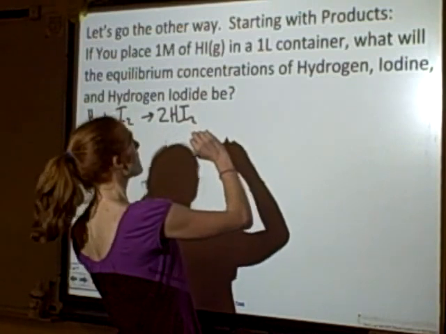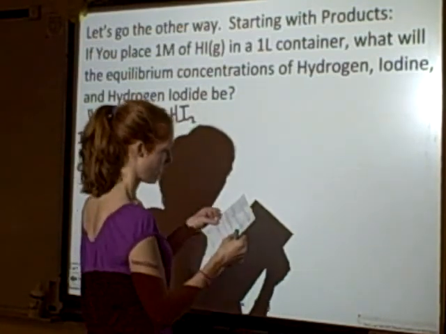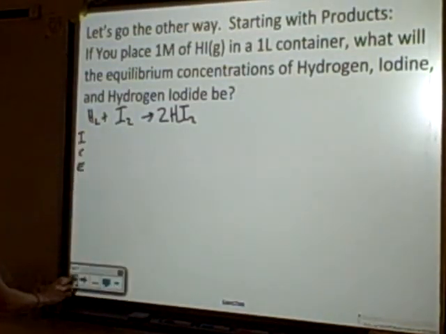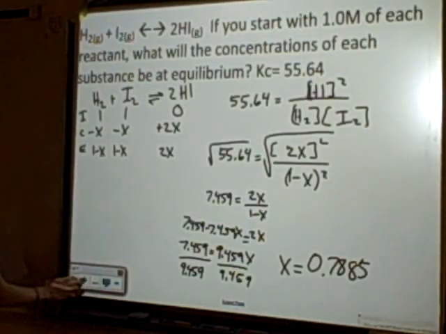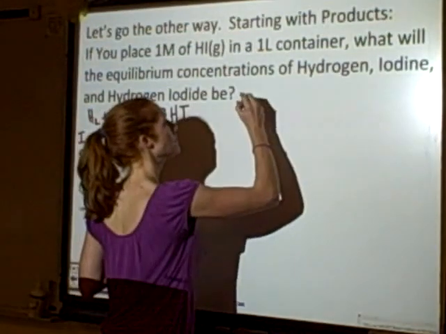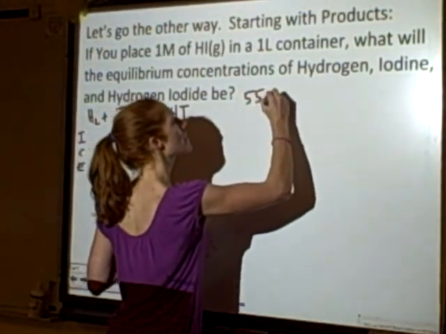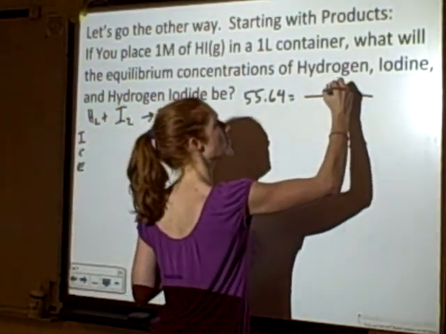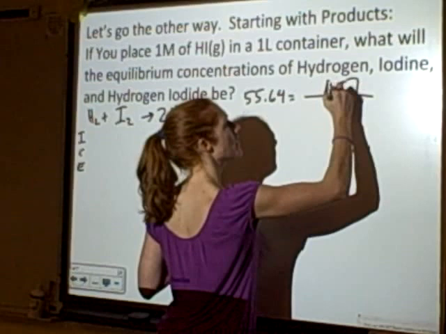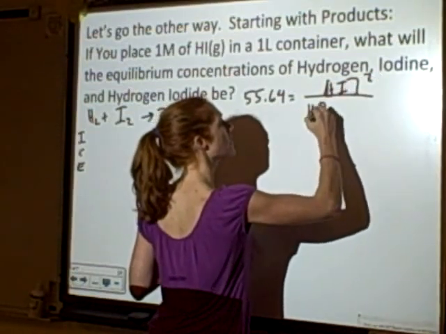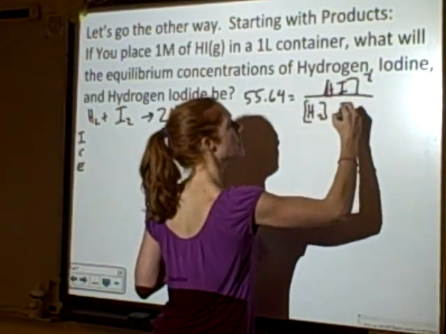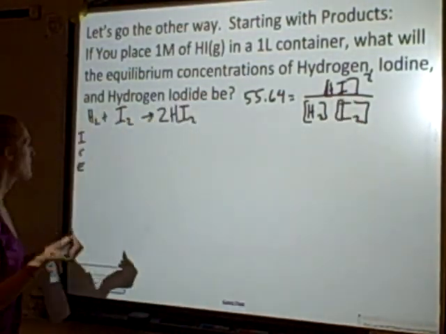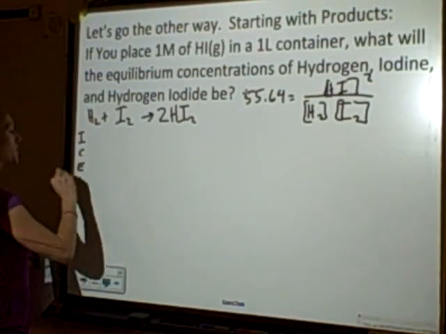So 55, what was it? It's 55.64, let's make sure though. So 55.64 is going to be equal to the concentration of this guy, hydrogen iodide, squared, all over hydrogen and iodine. Alright, so I can set up my ICE table: initial, change, equilibrium.